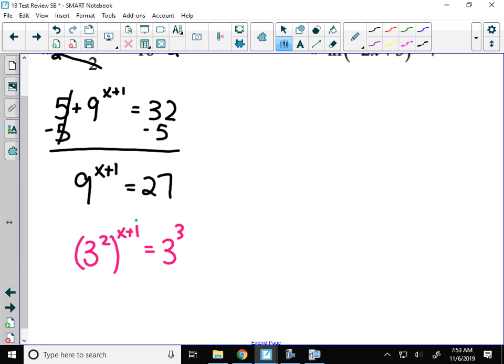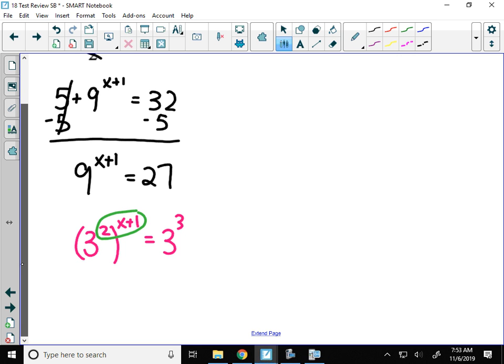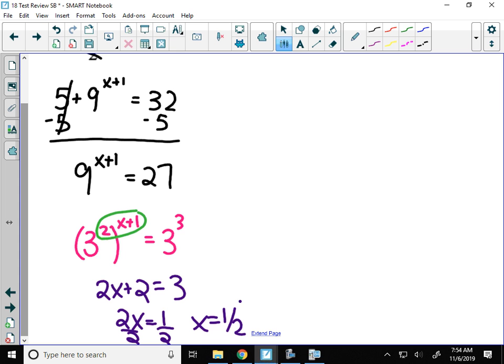Now I multiply these exponents together, 2 and the x plus 1. And if I want, I can go ahead and jump down to say this is 2x plus 2 equals 3. When I subtract 2, I get 2x equals 1, and divide by 2 here. So x is 1/2.